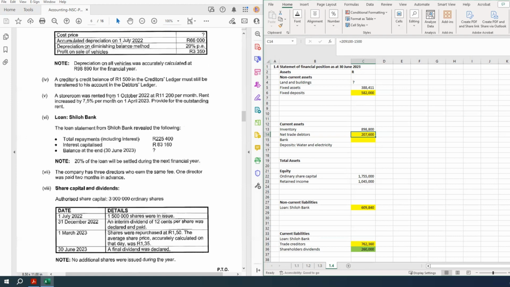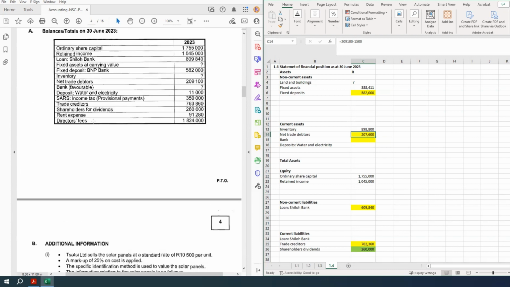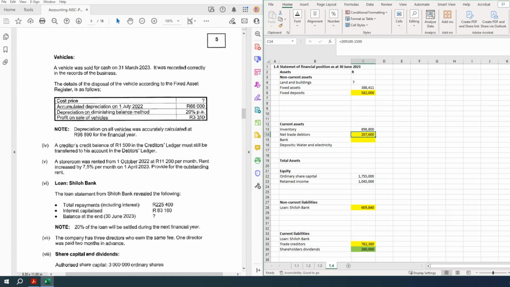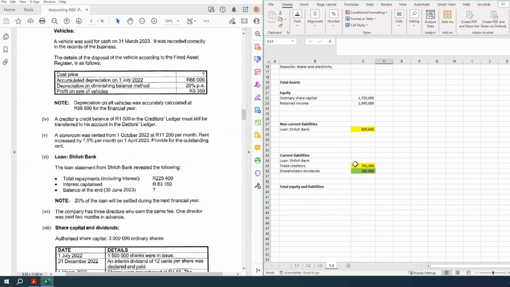All right, and then next, so a storeroom was rented out from 1st of October 2022 at 11,200 per month. Rent increased by 7.5% per month on 1 April 2023. Provide the outstanding rent. Okay, so we need to work out how much of the rent hasn't yet been provided for. Okay, and remember from the table above here, they've given us the rent expense. So that's telling me this is actually not the full expense. So there is amount still outstanding that I need to account for. All right. So I then need to include this somewhere.